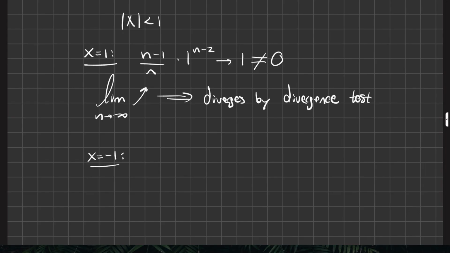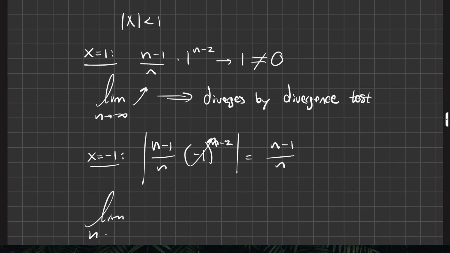Okay, so let's also use the divergence test again. So the absolute value of n minus 1 over n, and this would now be negative 1 to the n minus 2. This would just go to 1, so we just have n minus 1 over n. We're looking at this limit. We already saw in the last problem that this goes to 1. So it diverges by the exact same argument, the divergence test.